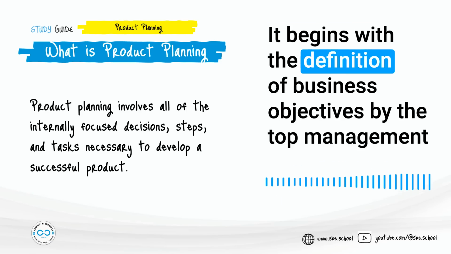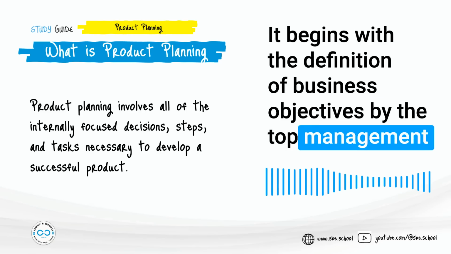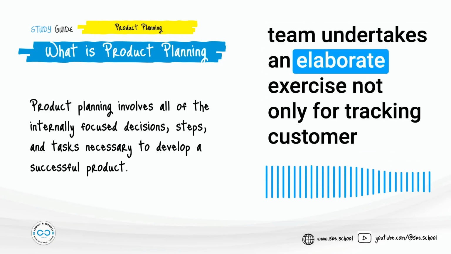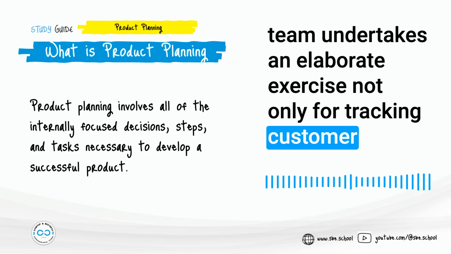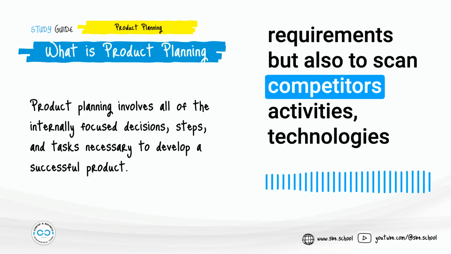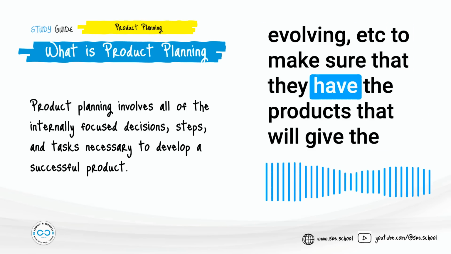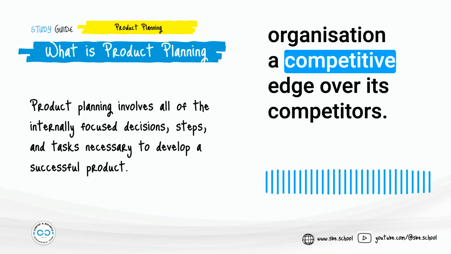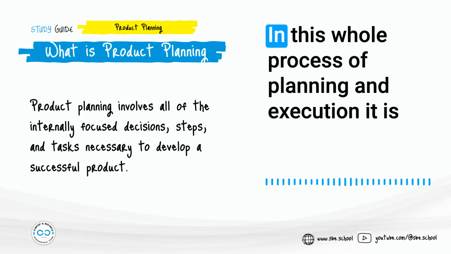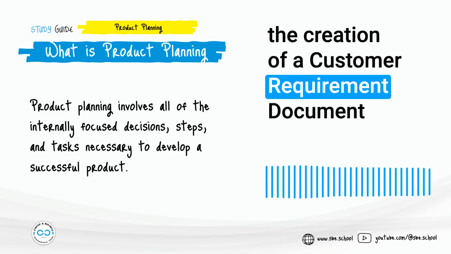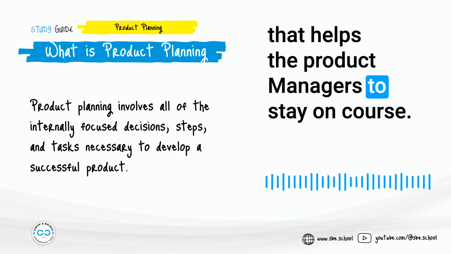It begins with the definition of business objectives by the top management, and in order to fulfill these objectives, the product management team undertakes an elaborate exercise not only for tracking customer requirements, but also to scan competitors' activity, evolving technologies, etc. to make sure that they have the products that will give the organization a competitive edge over its competitors. In this whole process of planning and execution, it is the creation of a customer requirement document that helps the product managers to stay on course.